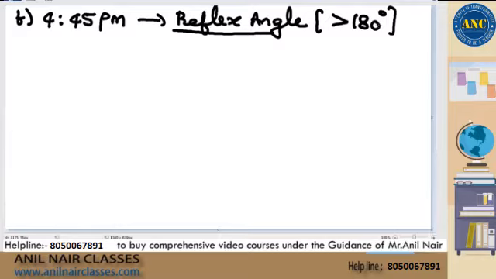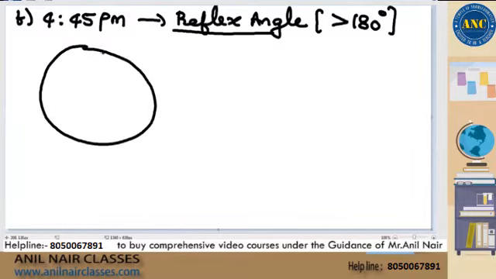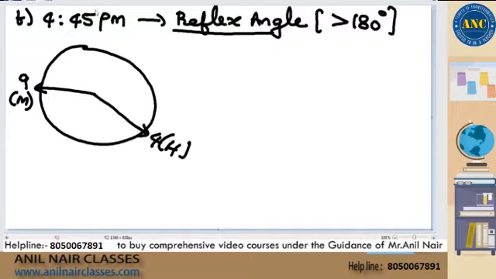Whenever it is a reflex angle, the answer should be greater than 180. This is 4:45. The hour hand is at 4 and the minute hand is at 9. Now see here, the difference is 5 hours. 12 hours is 360, so 1 hour is 30 degrees. So 5 hours is 150 degrees.